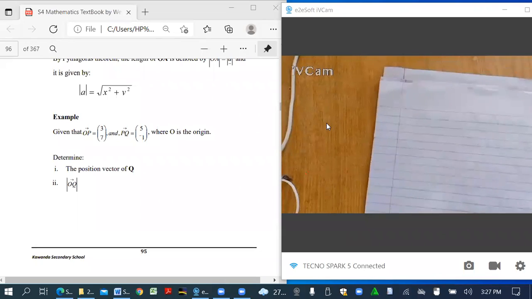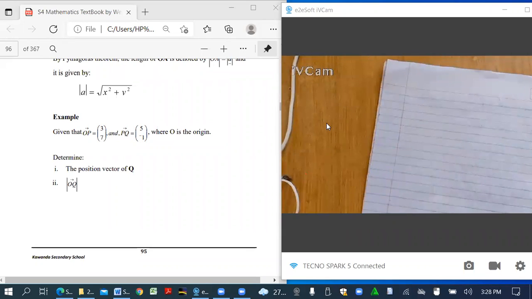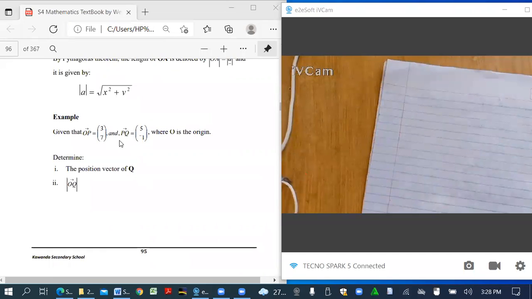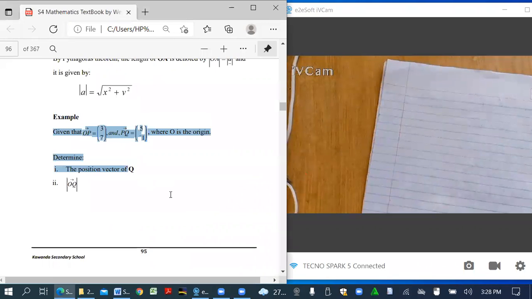We have all got it, right? All right. So that's how we get the magnitude of a vector. Now let's come to this example you're seeing on your screen, the one I'm highlighting. Put that question and do it.